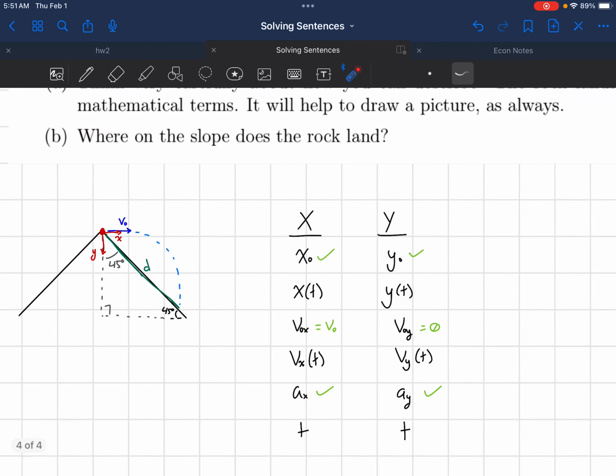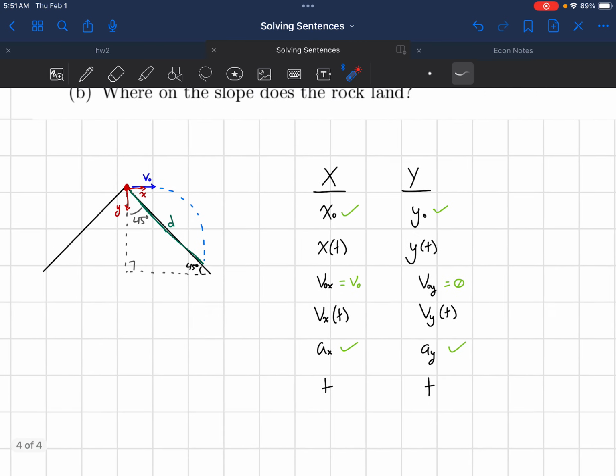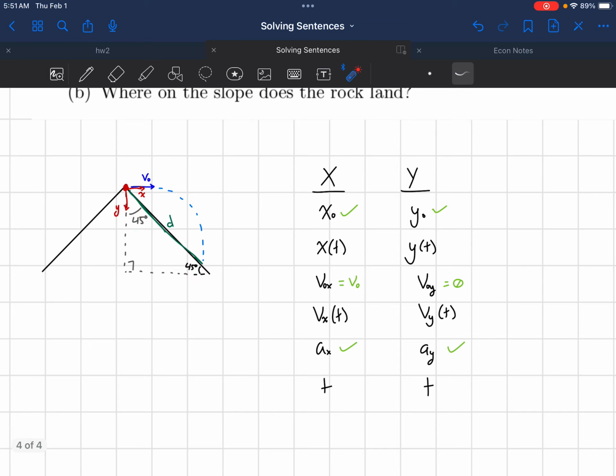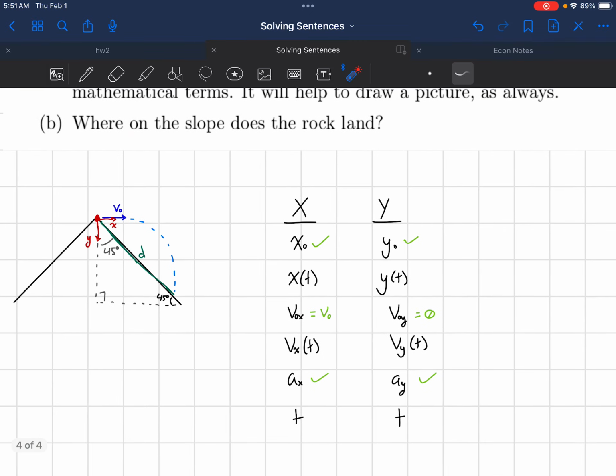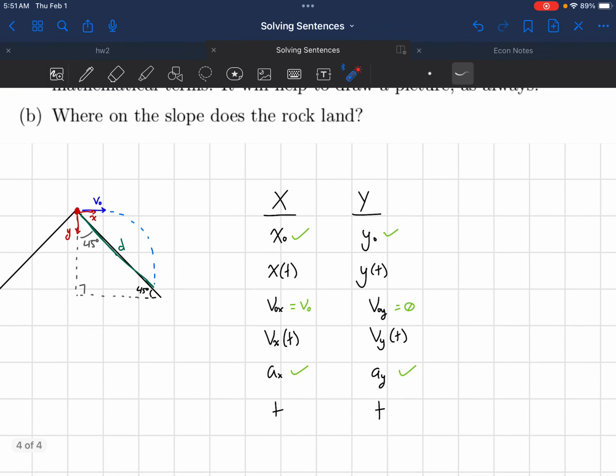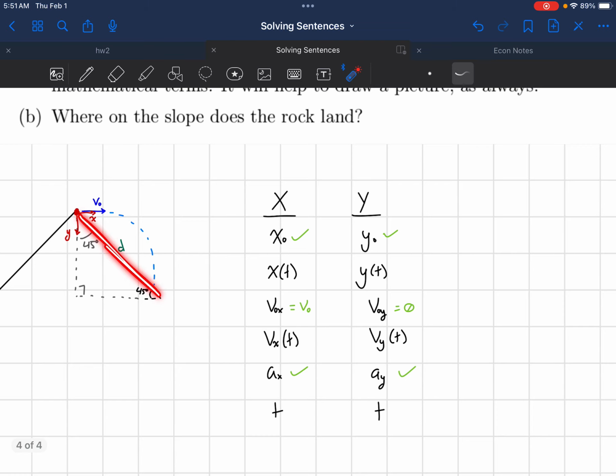As long as it's clearly defined, and when you circle your answer, you make it clear what you chose to solve for to define where on the slope, because it is a little bit vague, it's a little ambiguous. As long as you define how you're answering the question, it should be fine. But I'm choosing to do this.